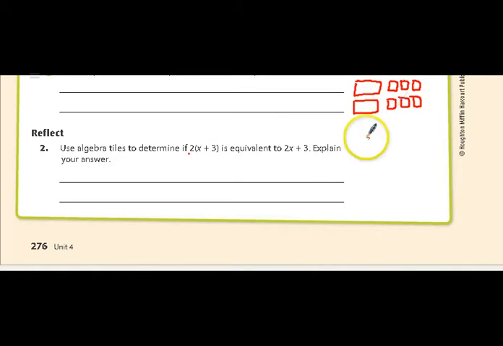So I've got 2 x's and plus 3. Is it 3 for each one or just 1 plus 3? It's just 1. So see how I have 2 x's plus 3 singles. Here I have 2 groups of x plus 3. Are these 2 equivalent? No. The top one has 2 x's, so it's going to be 2x plus 6. This one's going to be 2x plus 3.